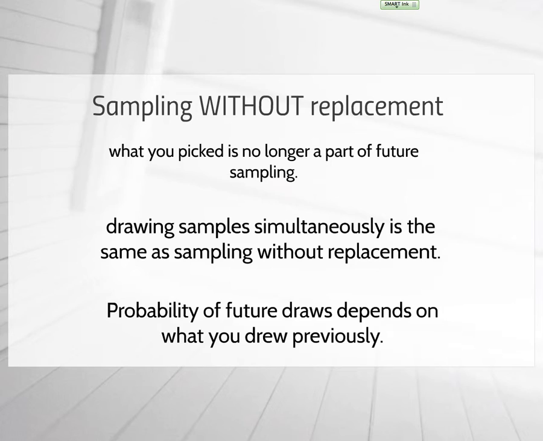Okay. And so the probability of the future draws depends on what you drew previously. So like I had said, if I drew a pink one out, there is 1 less starburst in the whole bag, and then also specifically 1 less pink starburst. So we are going to take a look at a few examples. First, we're going to take a look at an example that is actually in the textbook, and then we're going to make a tree by ourselves as well.